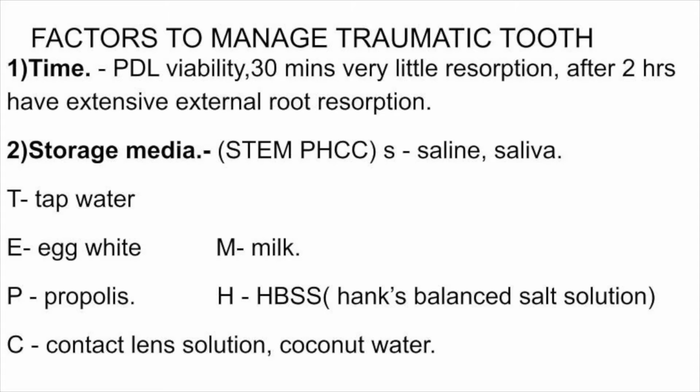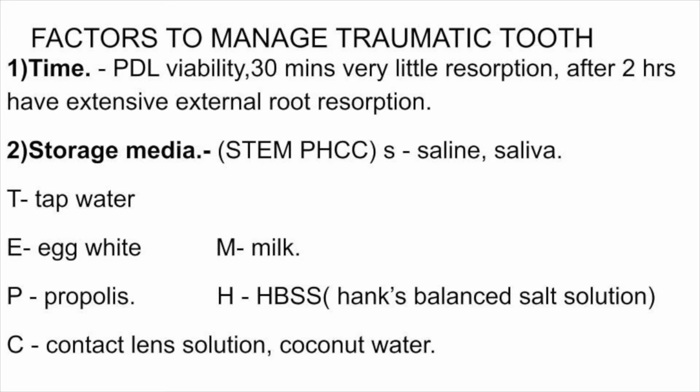Factors to manage the traumatic tooth are the time, storage media, tooth socket, root surface, and splint stabilization. There are 5 factors to manage the traumatic tooth. What is meant by time? The important time factors are: periodontal ligament should have viability within 30 minutes.